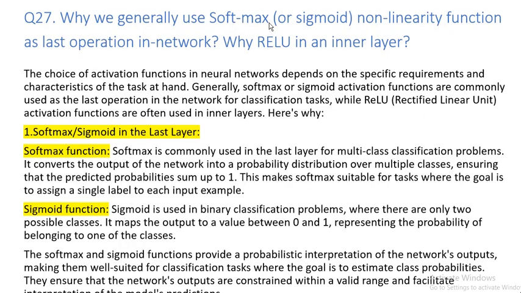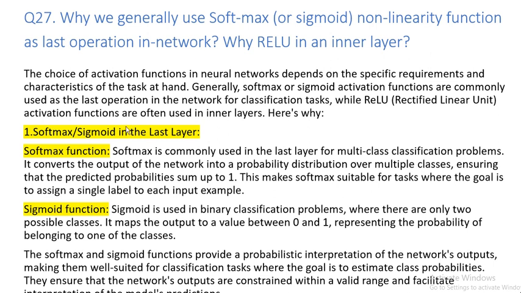Why do we generally use a softmax or sigmoid non-linearity function post-operation in a network? Why a ReLU in an inner layer? The choice of activation function in a neural network depends on the specific requirements and characteristics of the task at hand. Generally, the softmax or sigmoid activation functions are commonly used as the last operation in a network for classification tasks, while ReLU, that is, a rectified linear unit, activation functions are often used in inner layers.